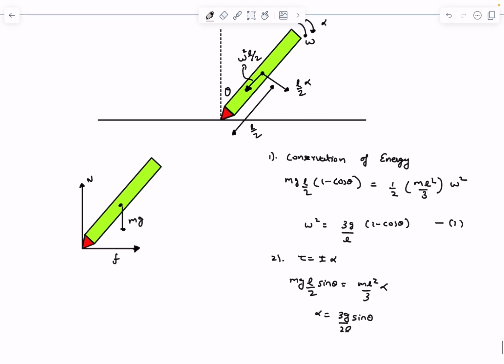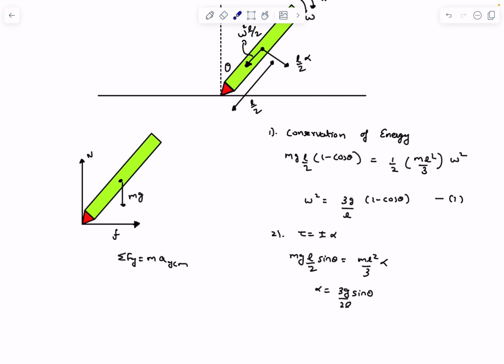Now again, we are only interested in the normal force. So we'll write sigma Fy equals m times a_y of the center of mass, the force balance in the vertical direction. From the diagram we can see that the net acceleration is in the downward direction. So the net downward force, which is mg minus normal, equals mass times the acceleration. This angle over here is also theta. So the net downward acceleration will be omega squared L/2 times the cos component of it, and L alpha/2 times the sine component of it.